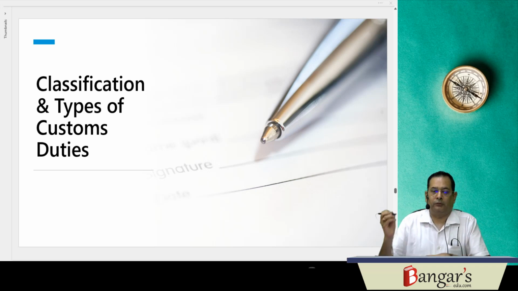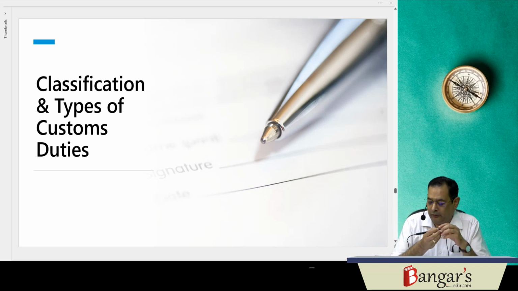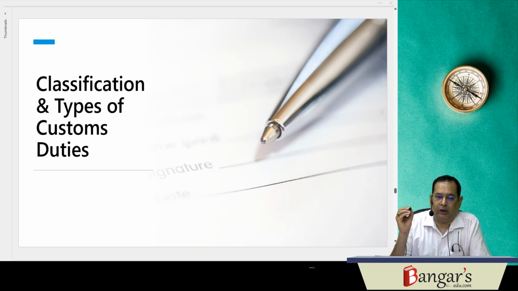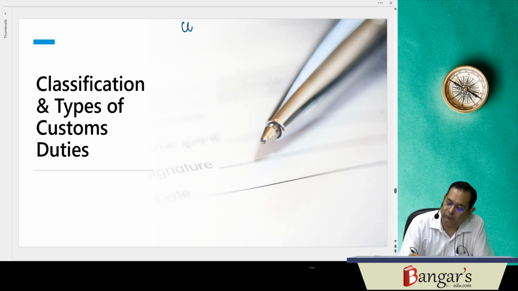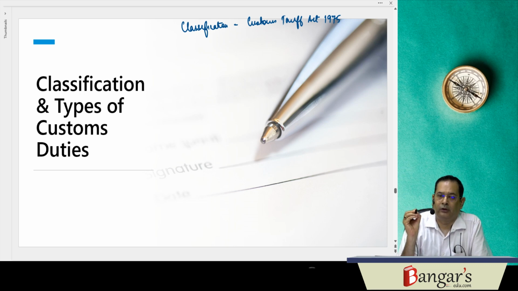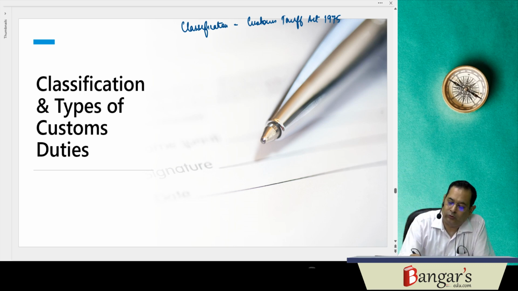Now we'll be starting with the second chapter. It is a very important chapter from the examination point of view. That is classification and types of custom duty. For the purpose of classification of goods, we have made the Custom Tariff Act 1975. And as we already discussed, this tariff contains two schedules.